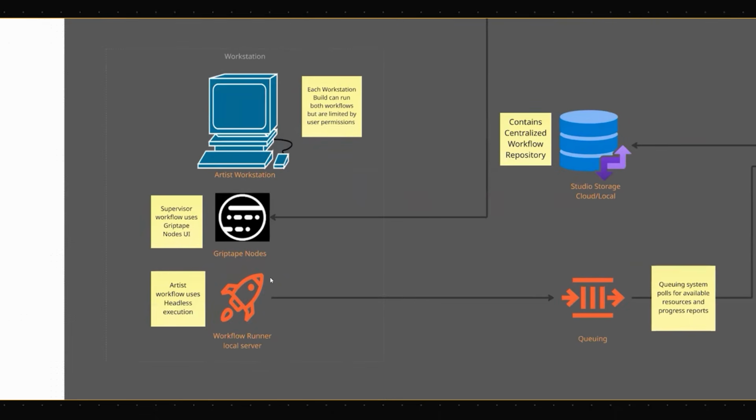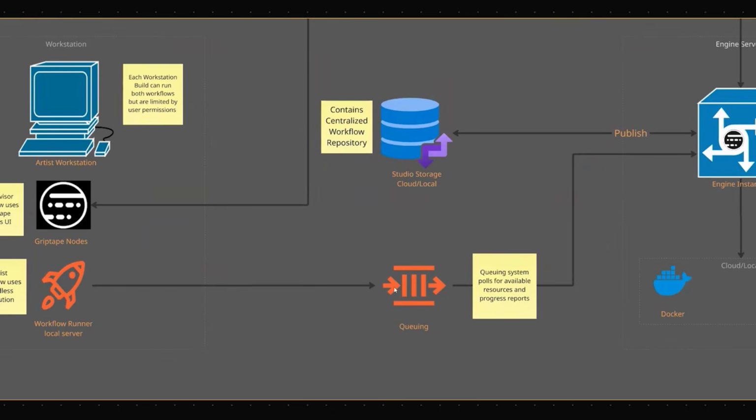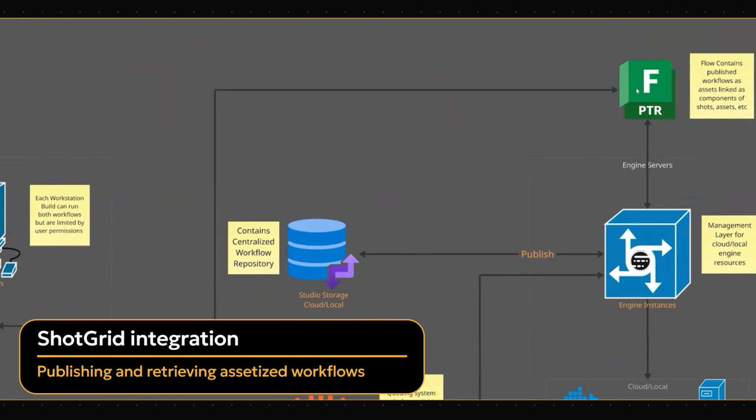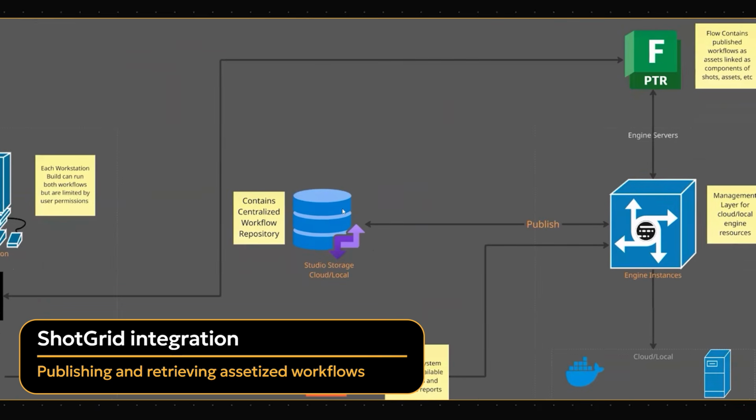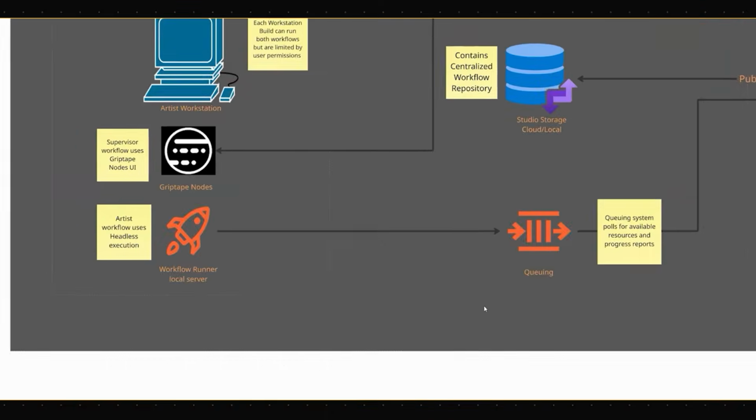You've got the supervisors working within Griptape nodes, and then you've got the artists working in a kind of headless execution type world. They're just queuing something up against a bunch of engine instances that either go to Docker, local, or server information. And then they can publish and retrieve information from ShotGrid as well. And that all goes to your centralized workflow repository, so a way to publish in and retrieve workflows.